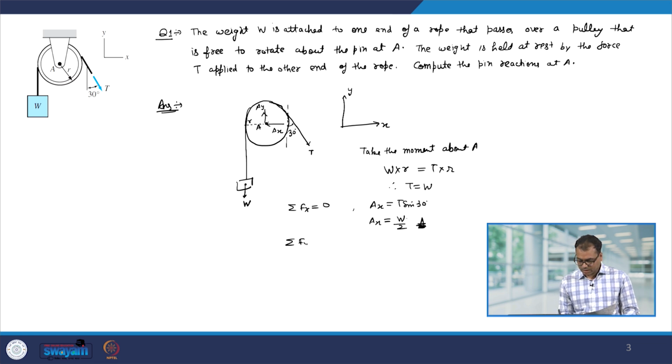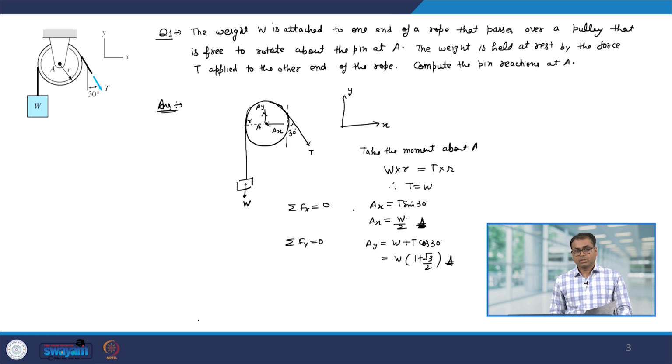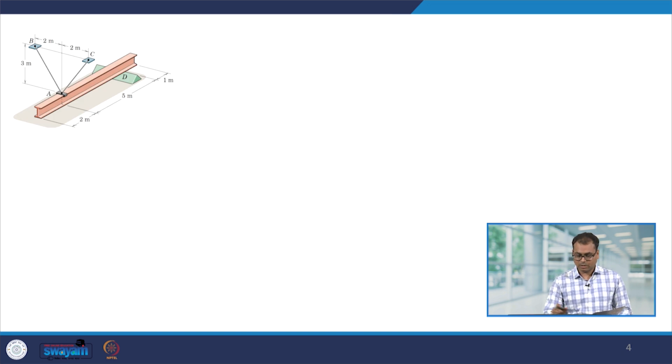Similarly, summation Fy equal to 0 gives me Ay equal to W plus T cos 30 degrees, and this will be W times 1 plus square root 3 by 2. Therefore, we find what is Ax, what is Ay and what is T. Now, let us look at the three dimension problems.